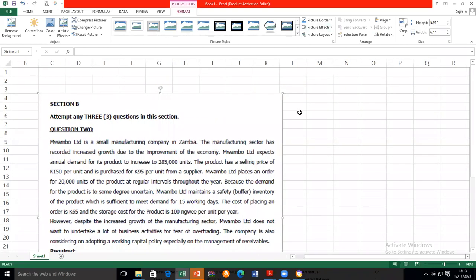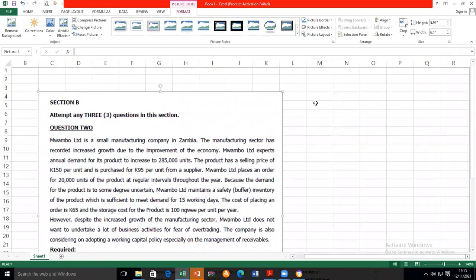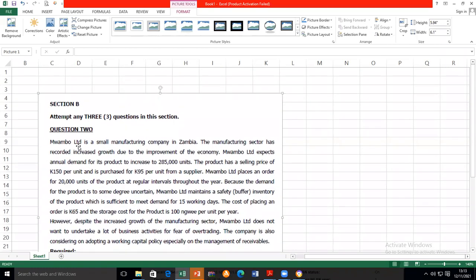So let us get started, people. The annual cost of the current ordering policy. What is a current policy?